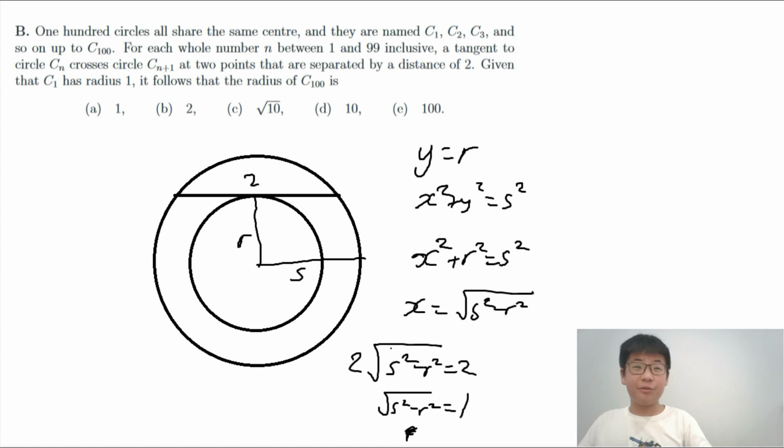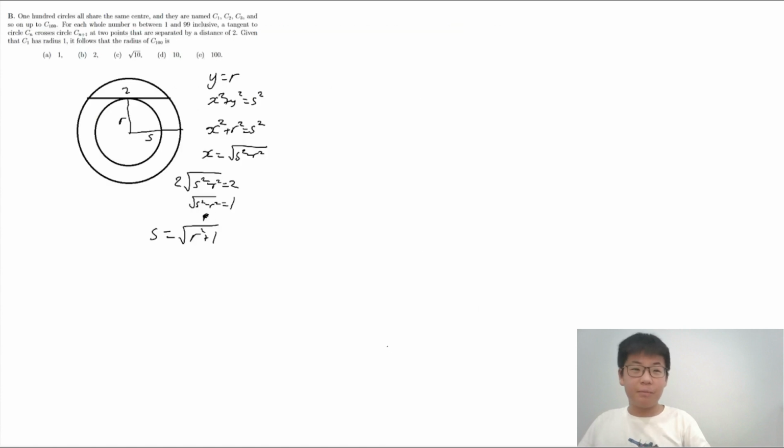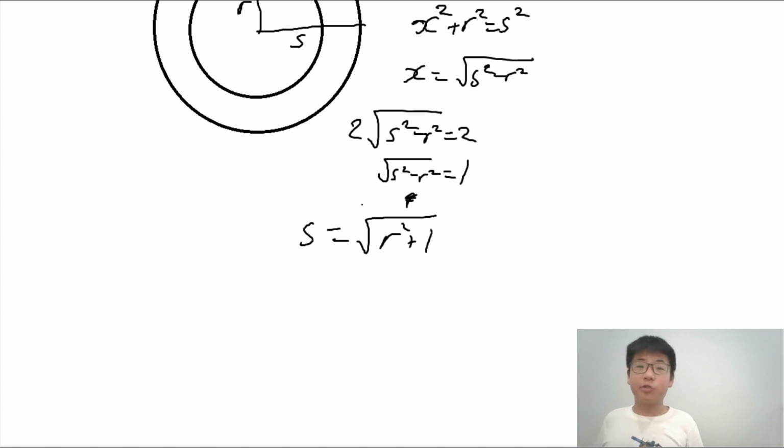So for the radius of C100, based on this logic, since we have figured out s equals the square root of r squared plus 1, and we do it 99 times to 1, then we get 10 as the radius.